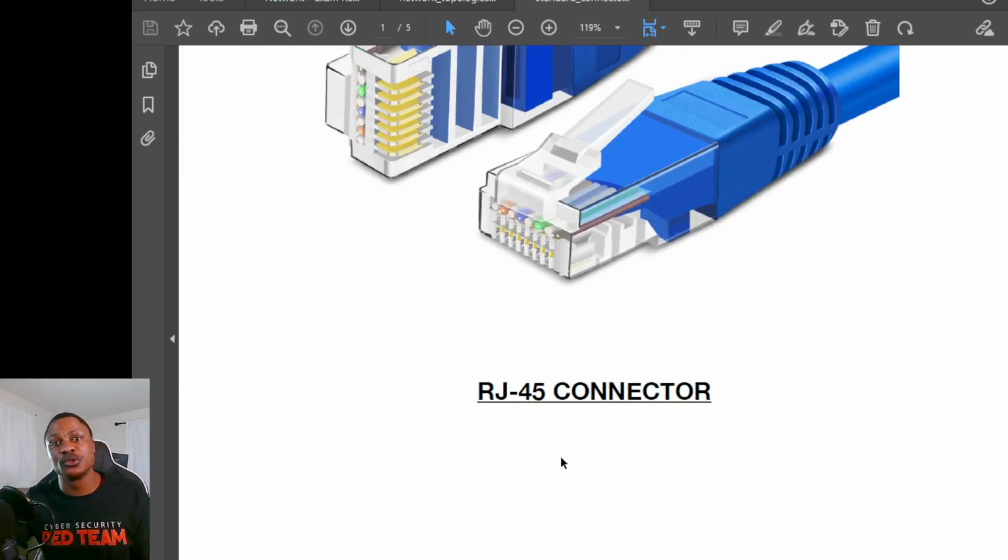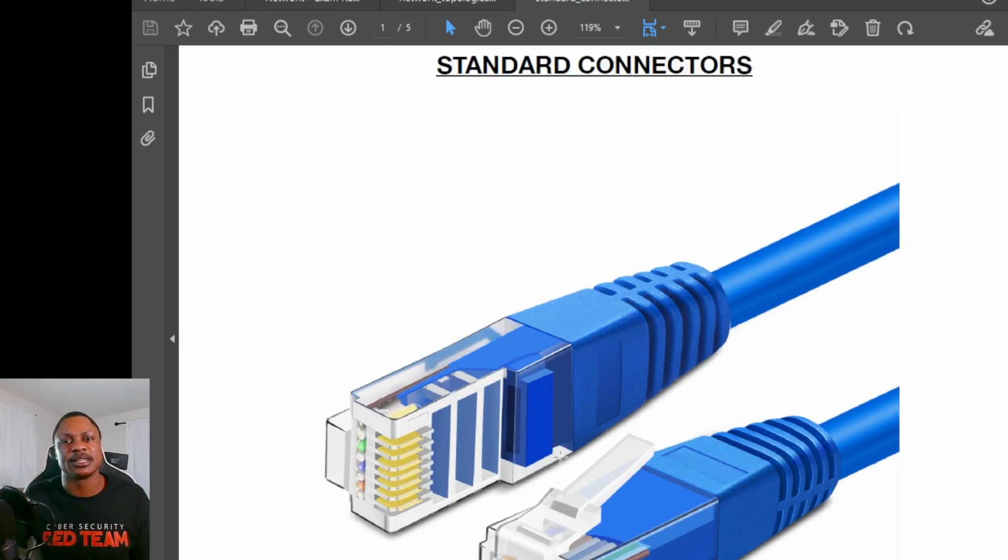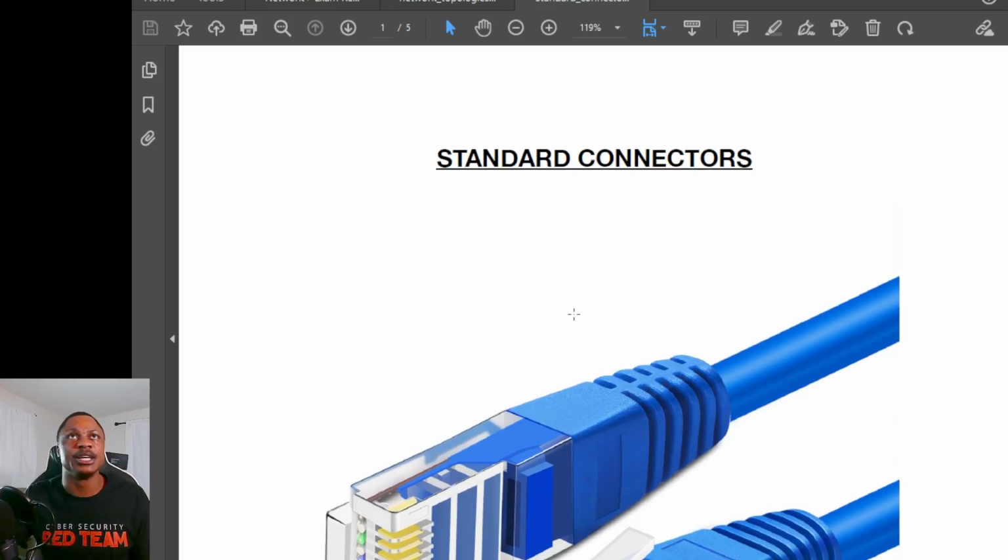I suggest you do your reading, do your research. There is a lot more out there, but these are just the standard ones that CompTIA really worries about. These are the ones that you might come across during your exam, and that's why you really need to know them. But there are tons and tons.